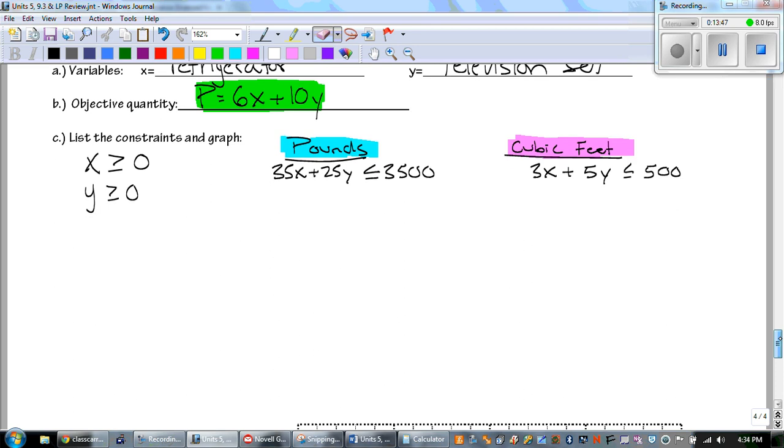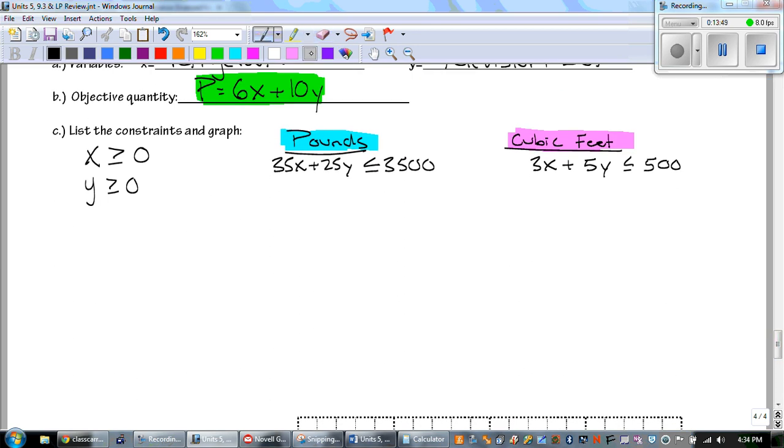So what I want you to do here is you guys are going to solve for y. You're going to put both of those in y equals mx plus b, and then we'll graph them together, okay? So go ahead and pause your video, and good luck.